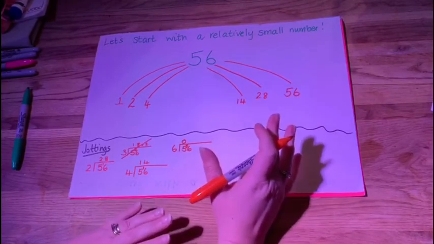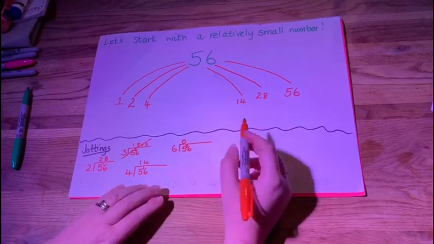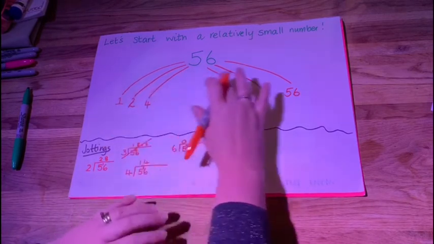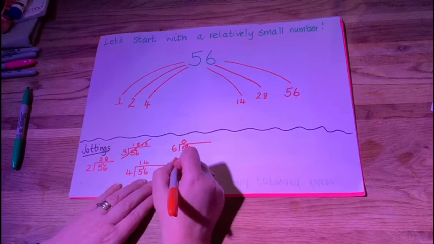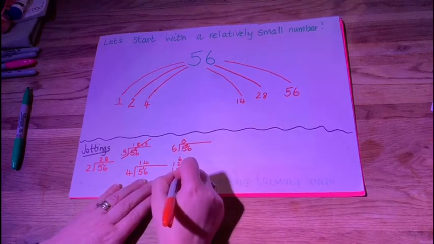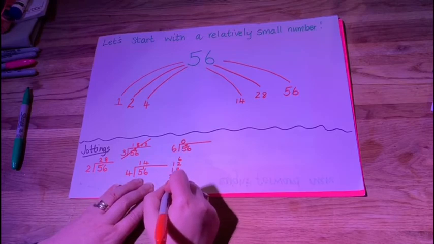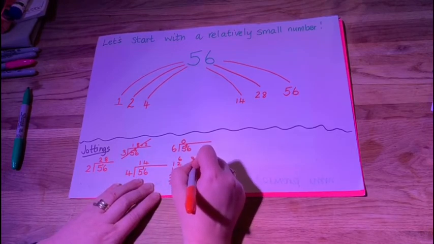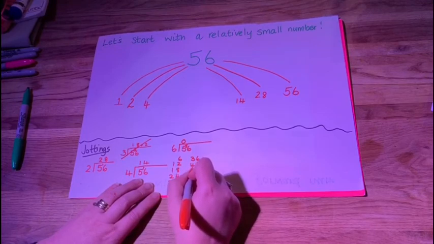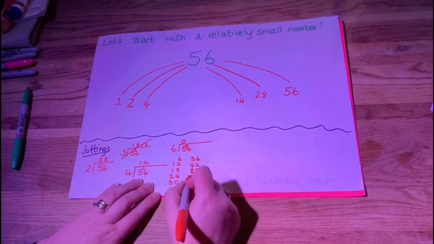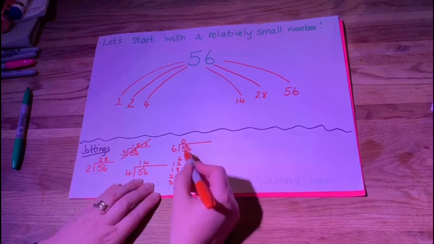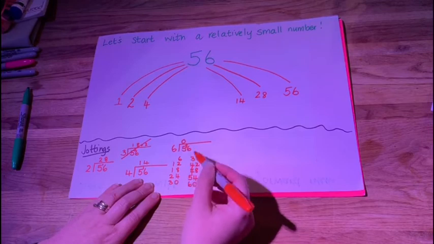Now, sometimes I do jottings again to make sure that I don't miss any out, and that's perfectly okay, because the quicker we get at that, we know we're not going to be making any errors. So I'm just going to write these down here. So 6, 12, 18, 24, 30, 36, 42, 48, 54, 60.